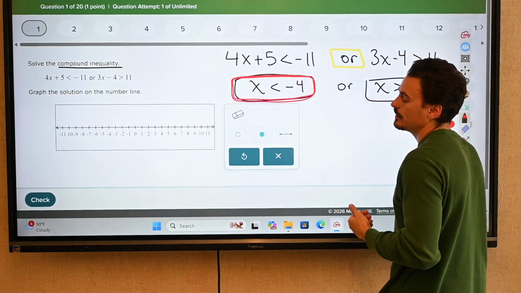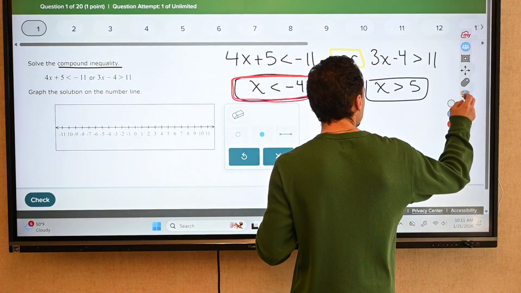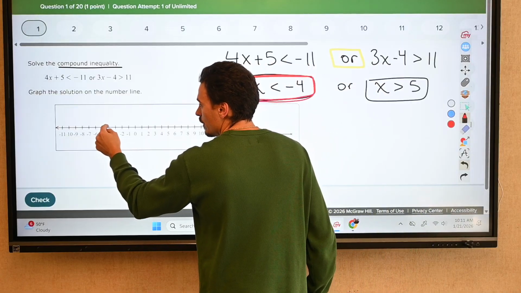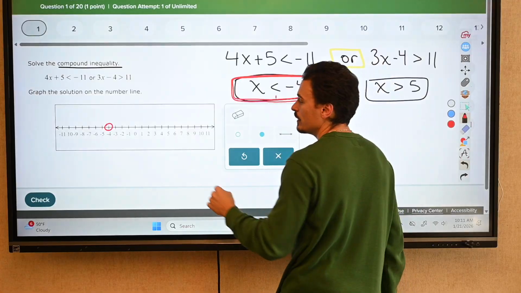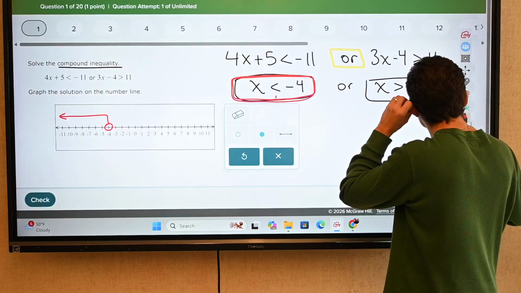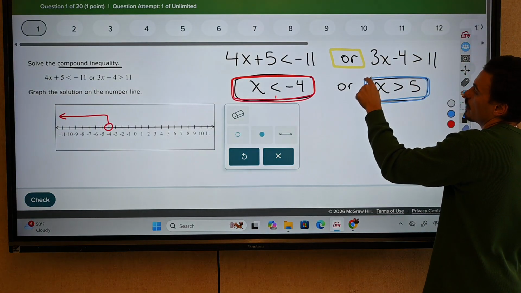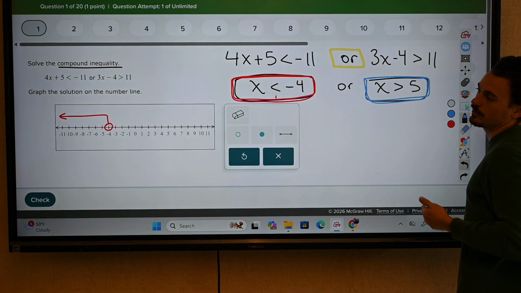Okay, now I'm going to make this one red so I can show you what this looks like. x is less than -4. So here's -4. I'm going to put an open dot at -4 because of the symbol, and I need to be less than that. Now, I'm going to make this one blue because we either are in this red section for the x value or we're in the blue section for the x value.